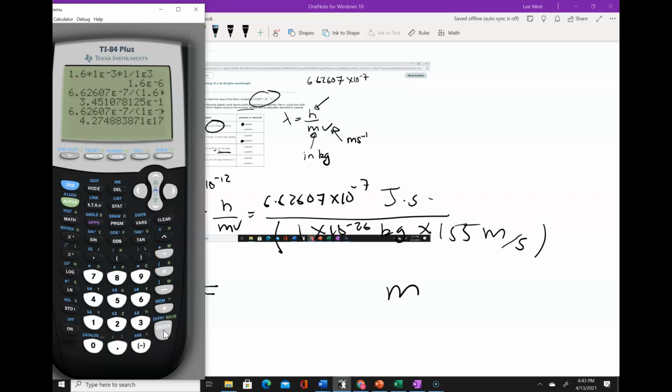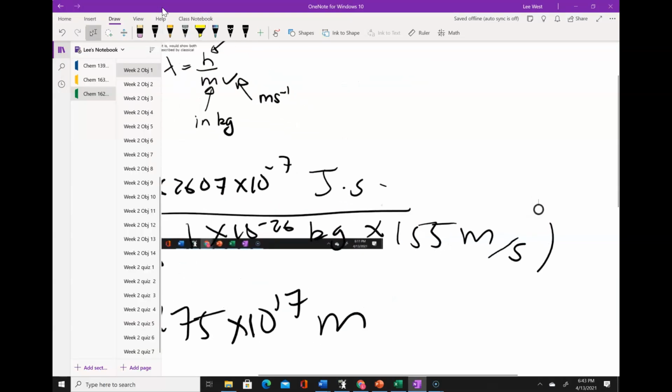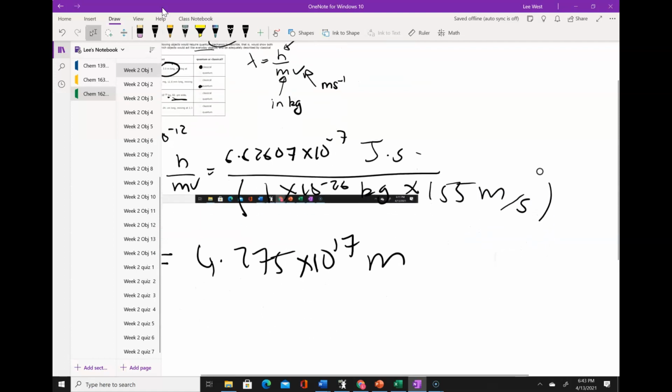So our wavelength, wow, is huge, right? 4.275 by 10 to the 17 meters. Do you think that's bigger than our atom that is only a few picometers across? Of course it is, right? That's huge. So, wow, why is it so big? Because we're dividing by a tiny little number there, right? And that's going to make it really big.